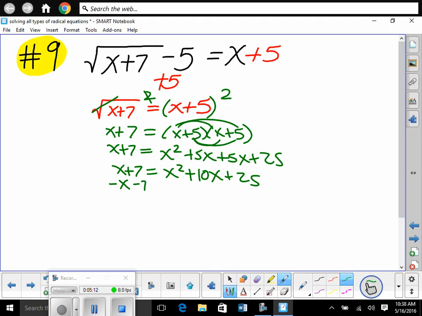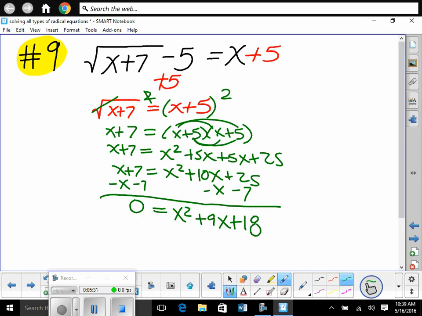Can we subtract 7 at the same time to make it 0? So I'm subtracting x, subtracting 7. Make sure your inverses come out right. That does add up to be 0 on this side. That's equal to x squared plus 9x's, right? And then plus 18. Yep, 18. It's quadratic, it's set equal to 0. I'm going to solve by factoring.